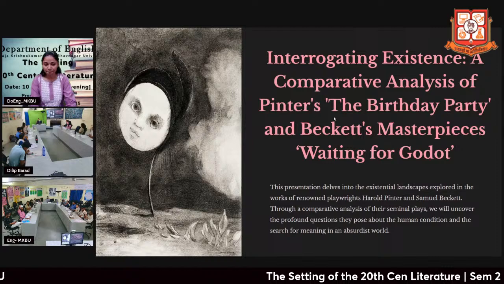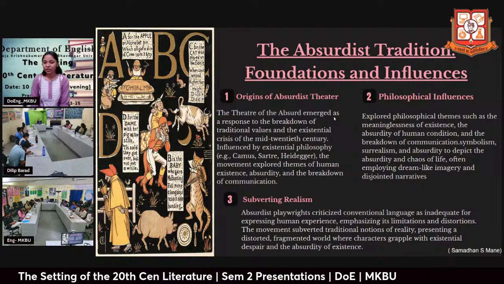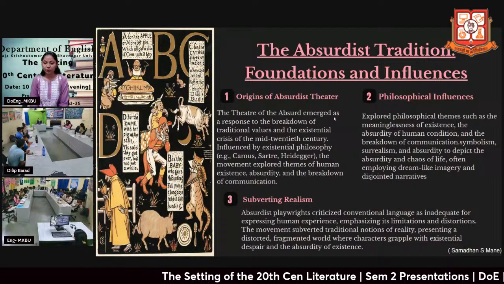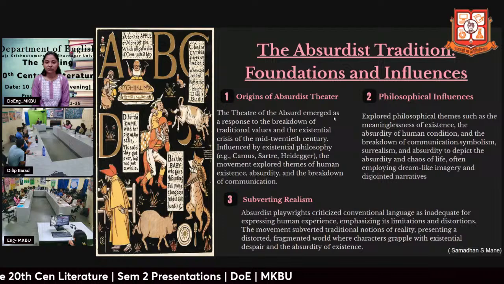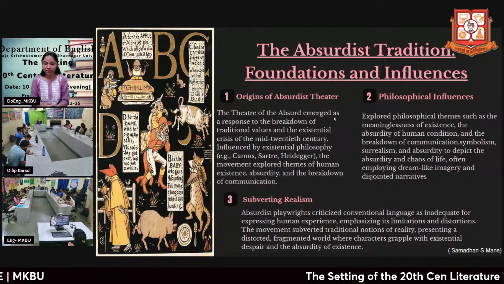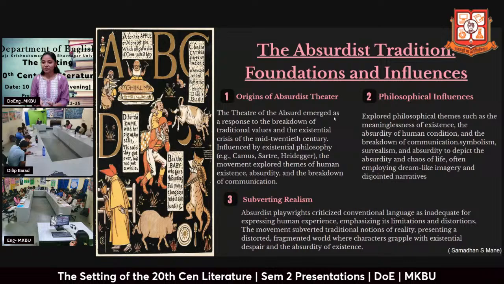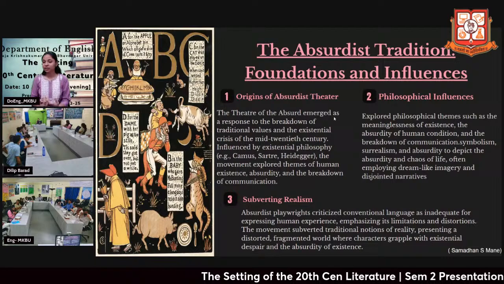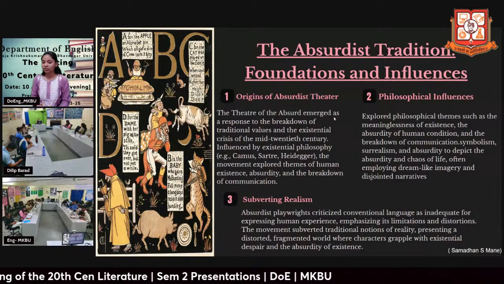The absurdist transition, the foundation and influences, the origin of absurdist theater. The theater of the absurd emerged as a response to the breakdown of traditional values and the existential crisis of the mid-20th century, influenced by existential philosophers Camus, Sartre and Heidegger. The movement explored themes of human existence, absurdity, and the breakdown of communication. Philosophical influences include the meaninglessness of existence, the absurdity of the human condition and the breakdown of communication. Symbolism and surrealism were used to depict the absurdity and chaos of life, often employing dream-like imagery and disjointed narratives.